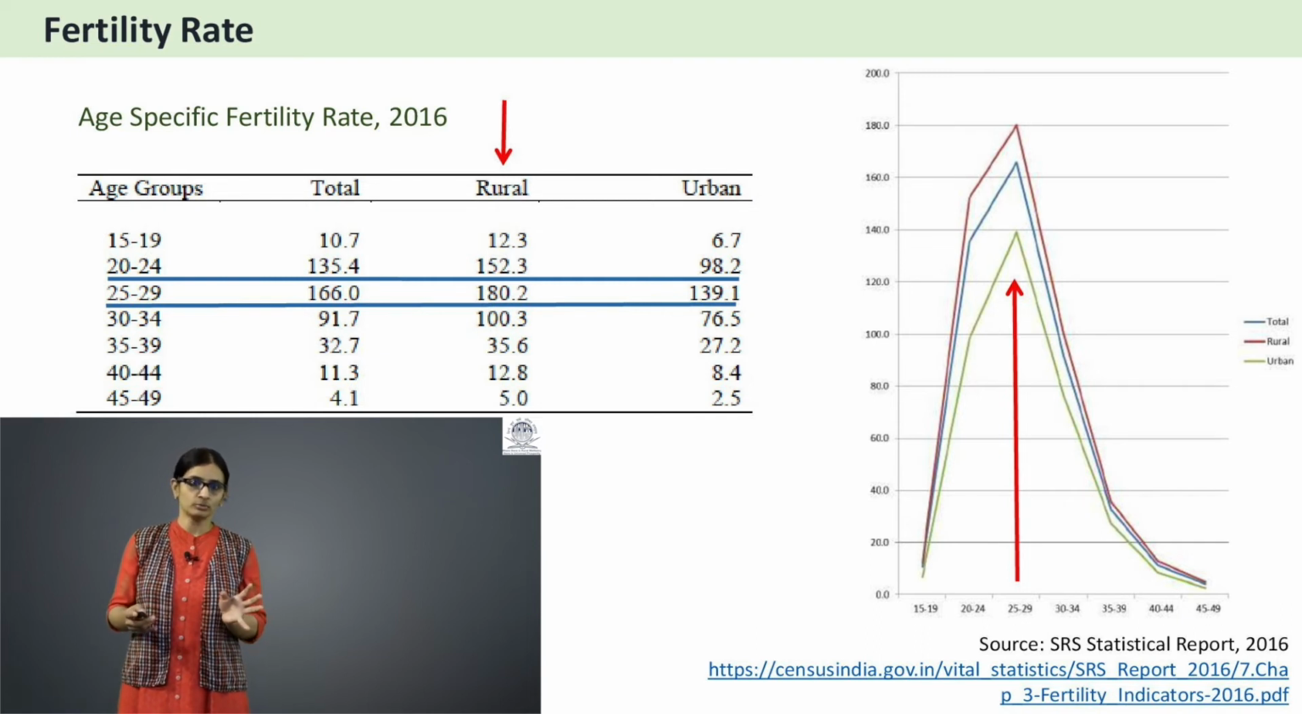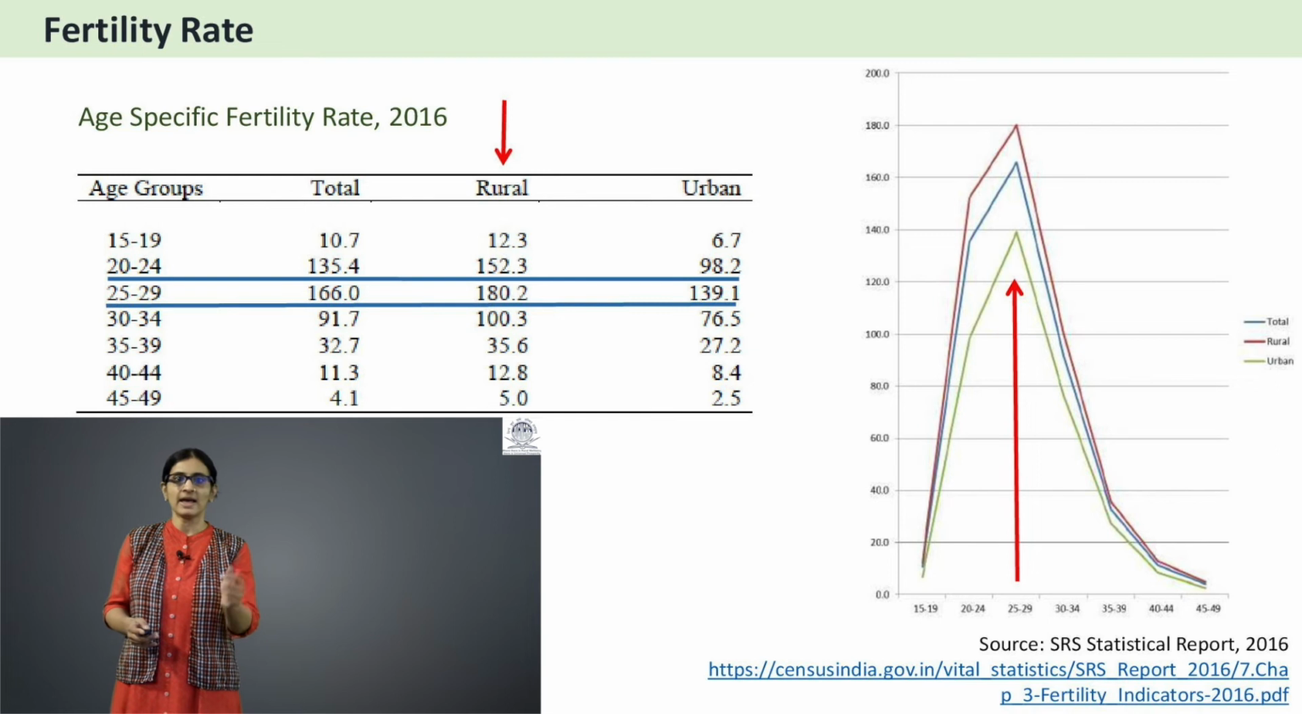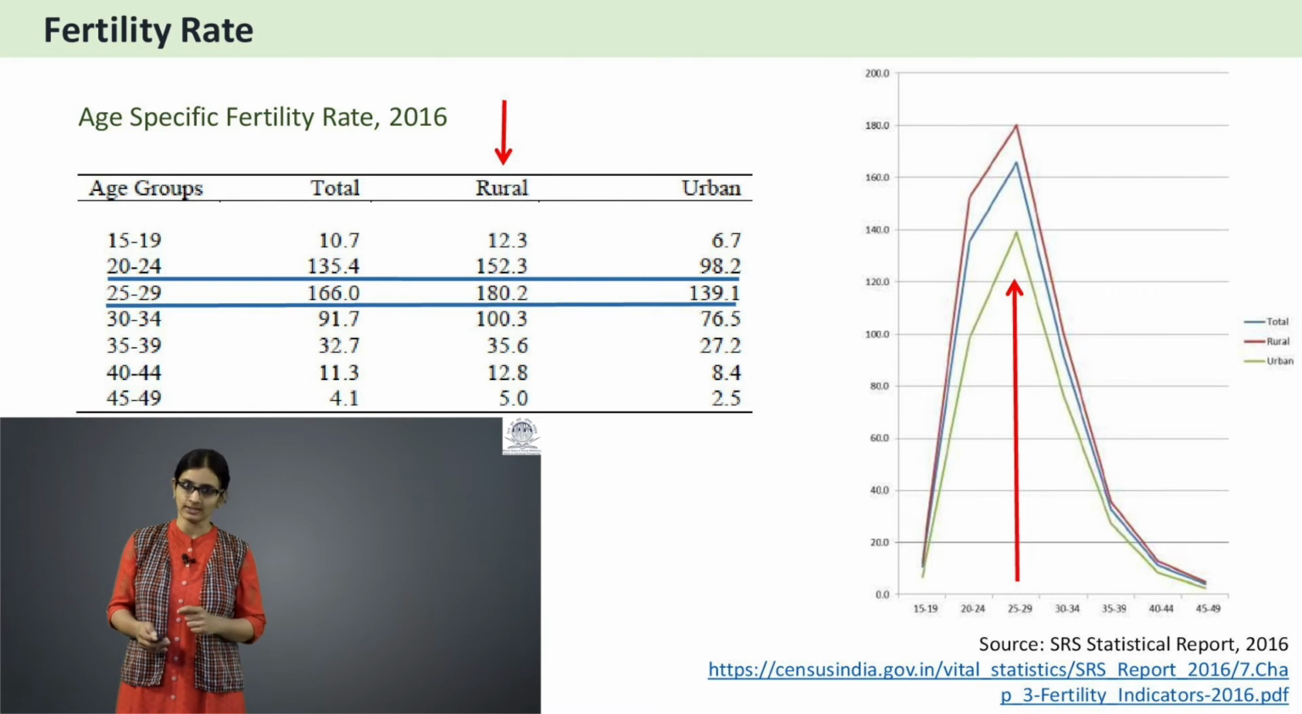Then in the age group of 20 to 24 years, and the same is corroborated in the adjoining figure. If we look at the figure, we see that the fertility reaches the peak in the age group 25 to 29 and declines thereafter, irrespective of the place of residence. So, both rural and urban curves that we see in the figure have declined very steeply after attaining the peak for the age of 25 to 29.